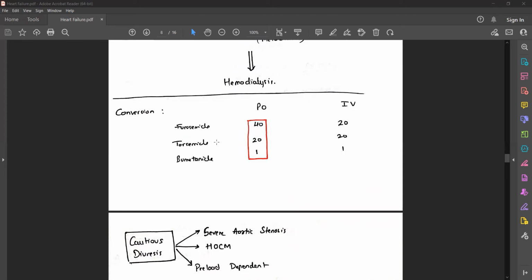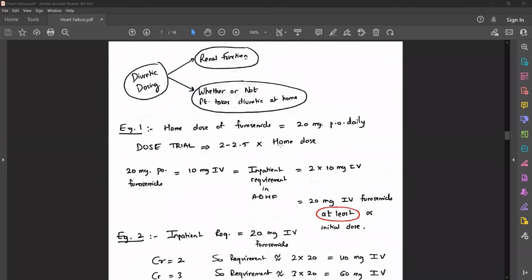And when you convert it to IV, it remains the same for torsemide and bumetanide, but for furosemide, it's 2 is to 1. So this patient who has a history of HFrEF takes furosemide 20 milligram at home, comes into the hospital with acute exacerbation. So we have to use 2 to 2.5 times the home dose. So 20 milligram of oral furosemide is equal to 10 milligram of IV, as I explained.